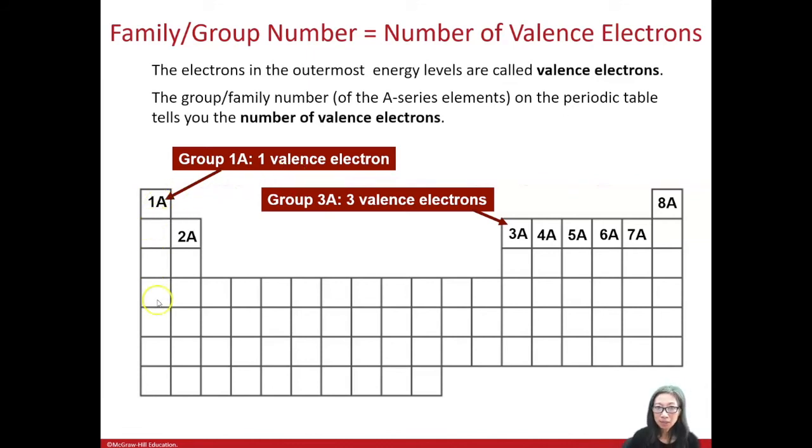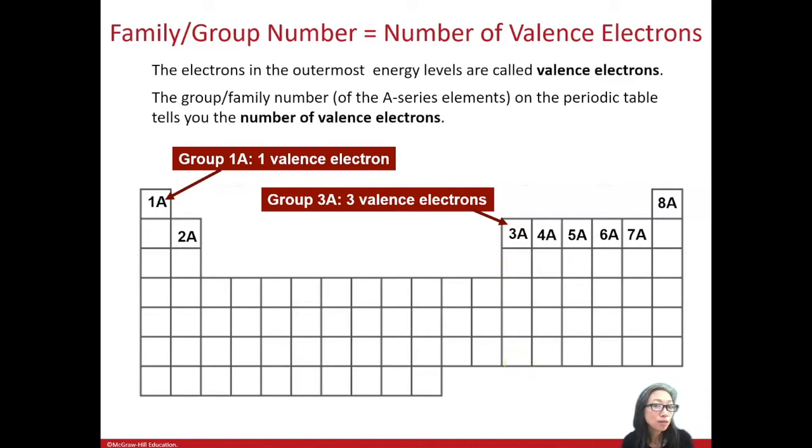What all of the elements in this family have in common, they're all different elements, remember, they all have 1 valence electron. And because of that 1 valence electron, all of the elements in family 1A have similar chemical and physical properties. Or if you look at family 3A, so this is meaning the number 3, all of the elements in this family, all of the elements in this column have 3 valence electrons. And because of those 3 valence electrons, all of these elements have similar chemical and physical properties.